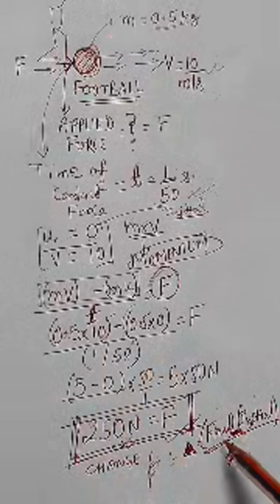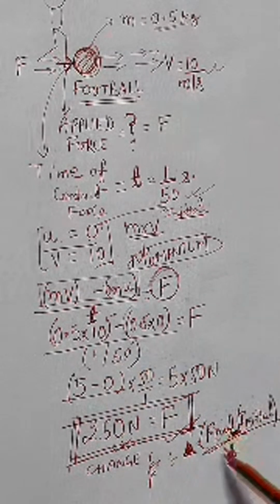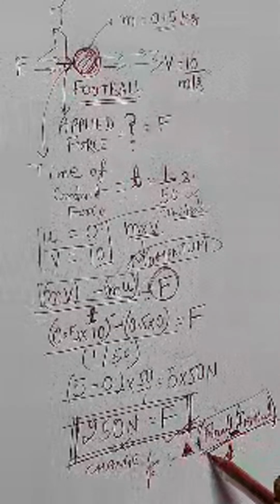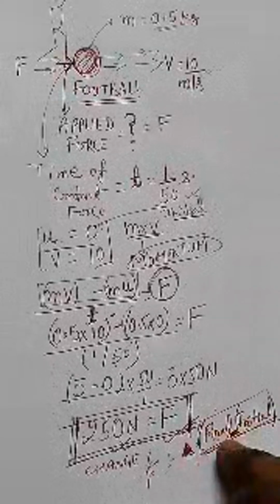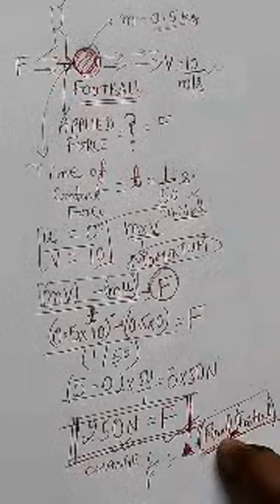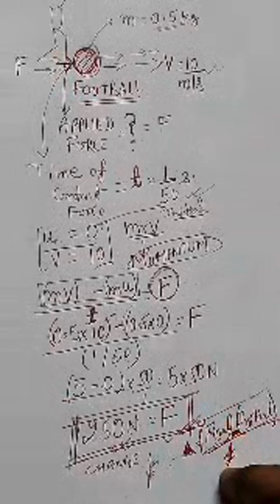I hope you understand this. Change in momentum, and this is rate of change of momentum. Final minus initial is the change. So change in momentum is final momentum minus initial momentum. But when it's divided by t, this will be rate of change of momentum, right?